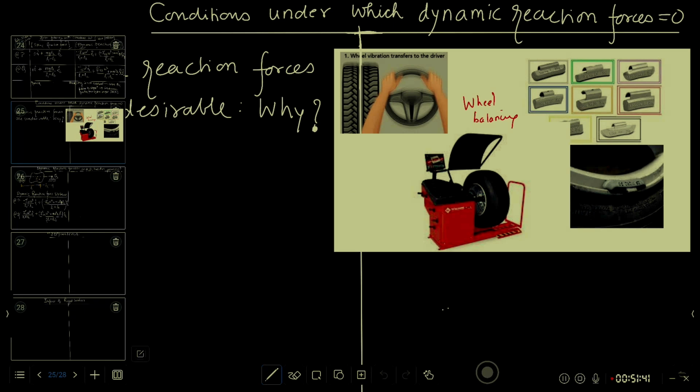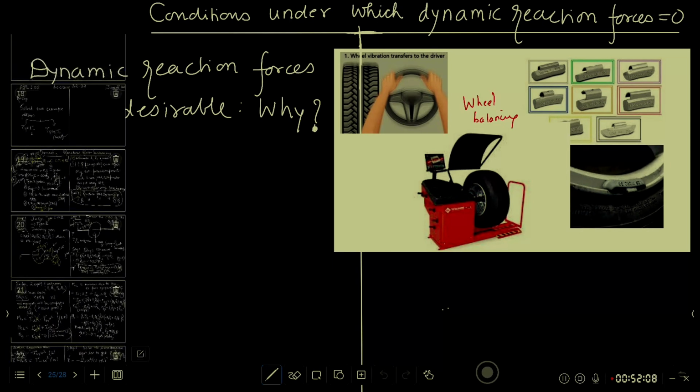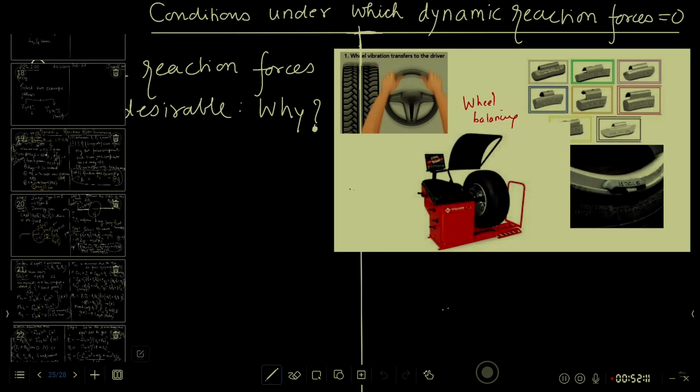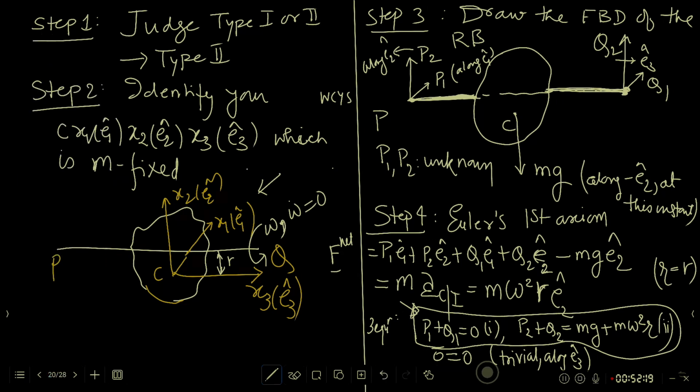The concept of a balanced rotor is based on the fact that dynamic reaction forces are typically undesirable forces. Why are they undesirable? They are undesirable because they cause a lot of vibration in your rotor. The dynamic reaction forces will keep changing their direction. If you go back and look at this free body diagram that I showed, P1 is oriented along E1, P2 is oriented along E2. Similarly, Q1 and Q2 have their orientations along E1 and along E2.